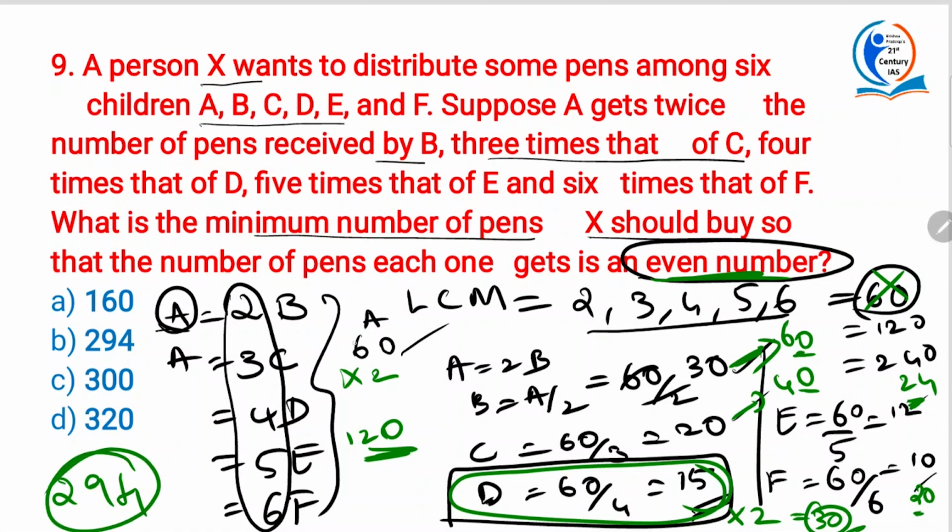294. Okay, so if you are taking 60, it's not the correct condition to satisfy all these 5 things. So let the next number be 120. Okay, so A has 120, then B will have 60, 40, all these will come, no? So that is the answer. 294 is the answer and A is having 120 pens.